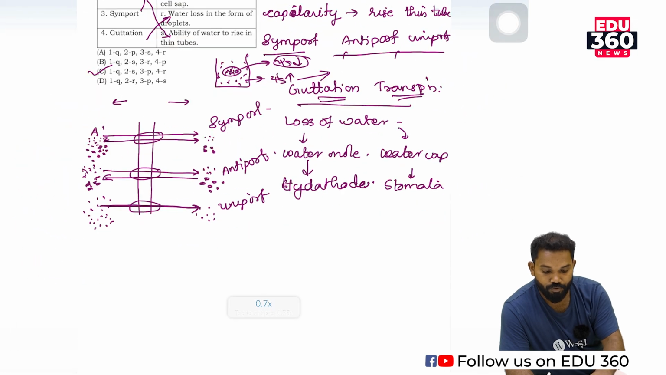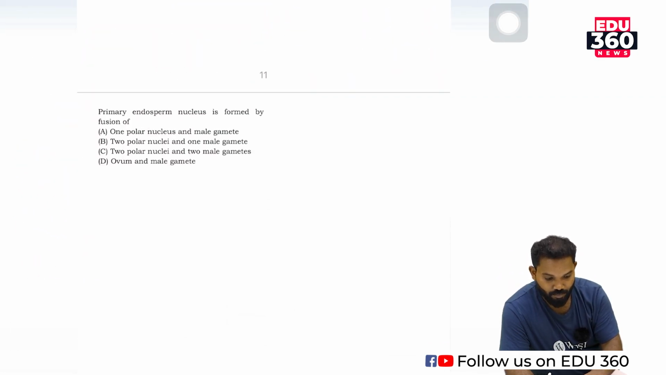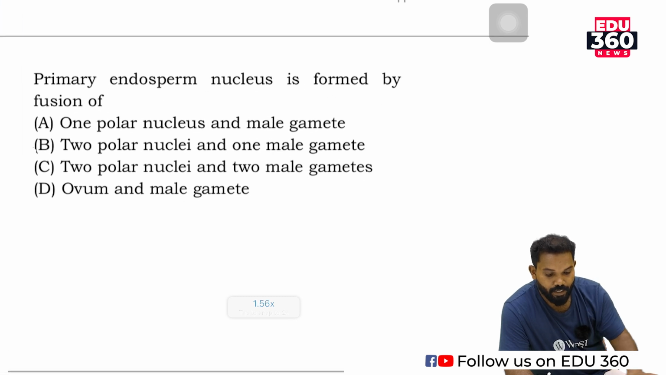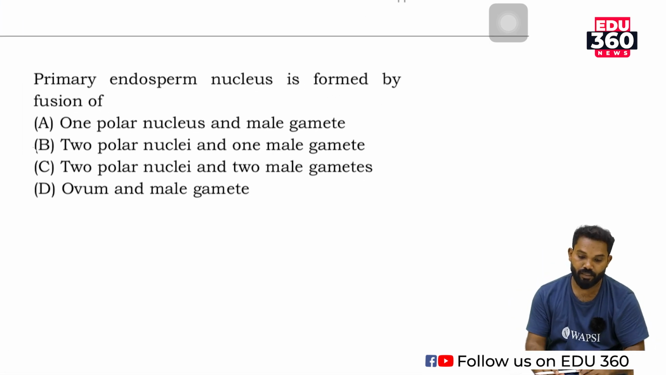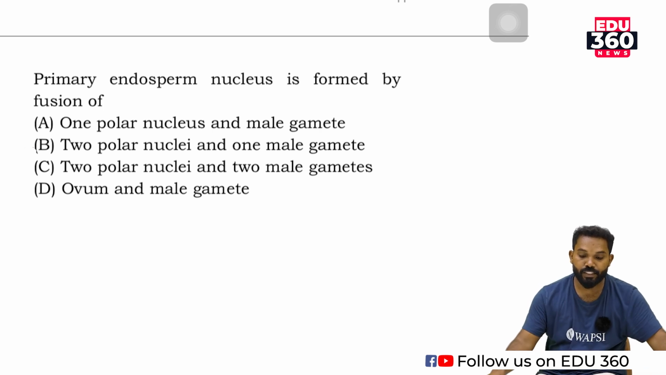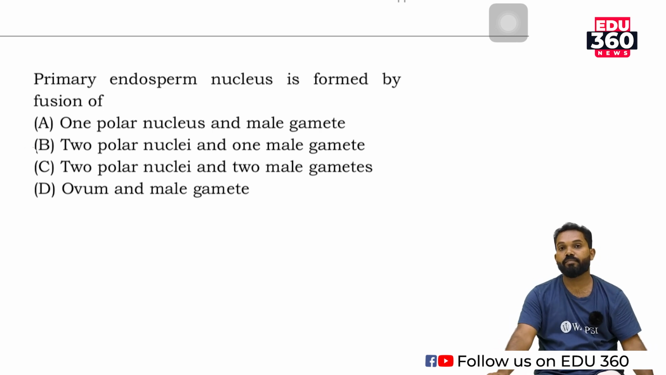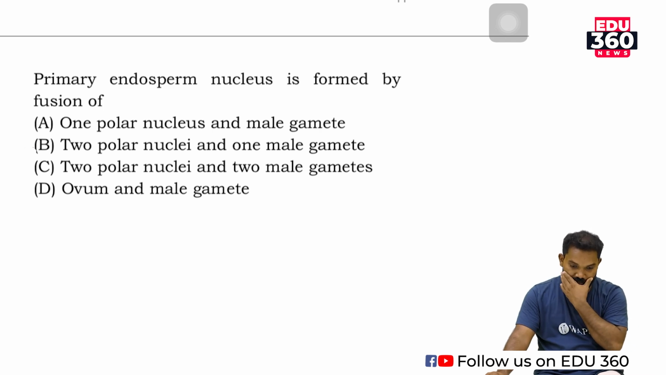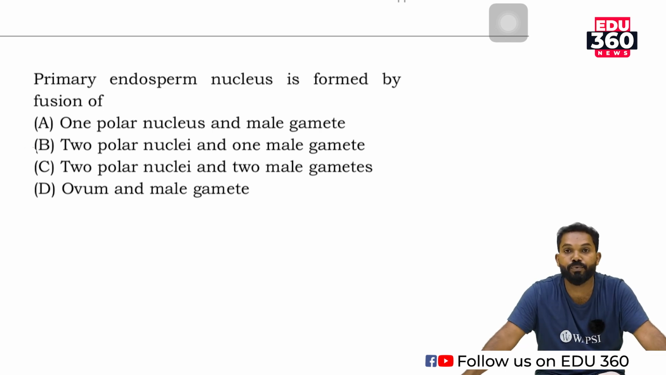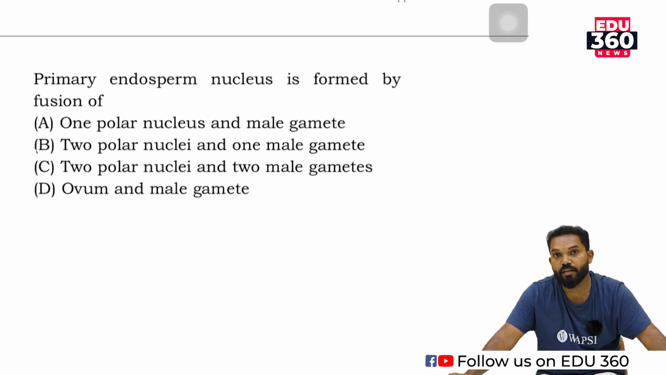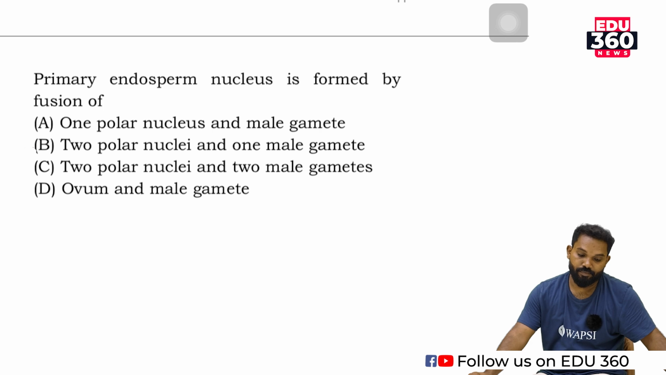Okay, moving to the next question. Primary endosperm nucleus is formed by the fusion of what? We already talked about the embryo sac and endosperm. Primary endosperm nucleus is the immediate product of the fusion of the nucleus present in the central cell and the male gamete.